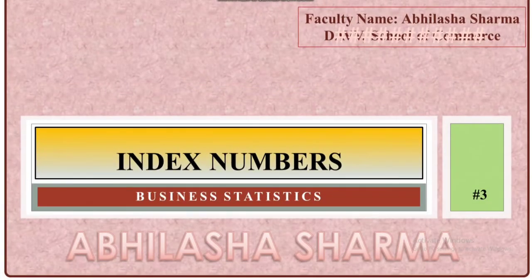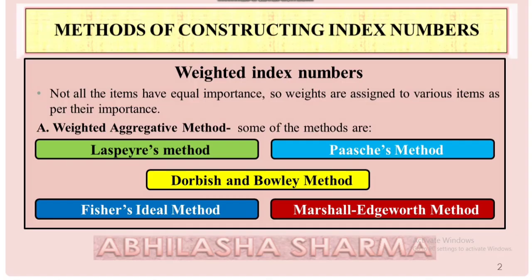This is part number 3 of the topic index numbers from the subject business statistics. In the previous video, you learnt how to construct unweighted aggregative price index and unweighted average of relative price index. Now we will continue with weighted index numbers.